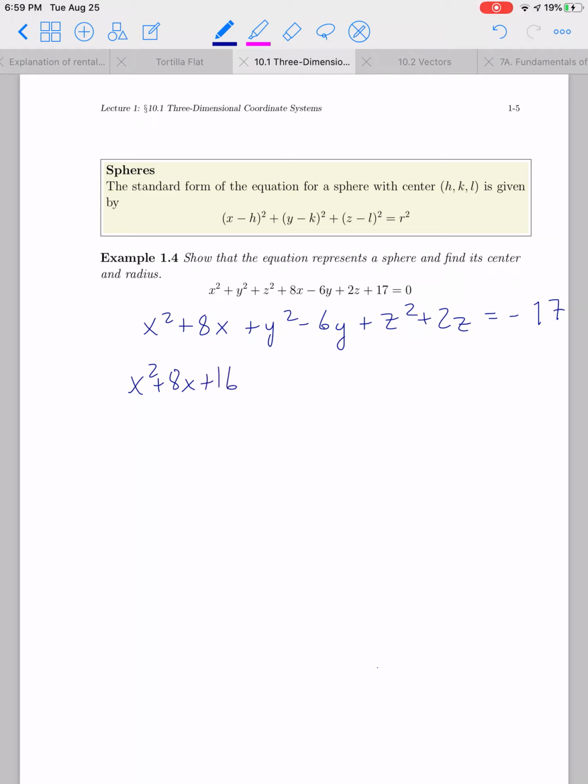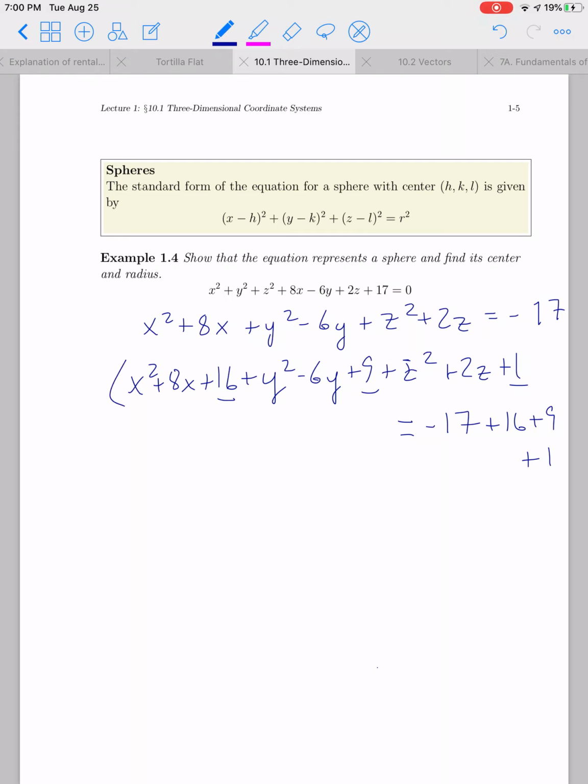We'll deal with the other terms later, but let's just write them down for now. 16 plus y squared minus 6y, half of negative 6 is negative 3, square that, we get 9. Z squared plus 2z, half of 2 is 1, square that, we get 1, so we'll add 1, and now we'll tally up all the extra terms that we added. We added this, this, and this. Negative 17 plus 16 plus 9 plus 1. It's going to leave us a positive 9 on the right-hand side.